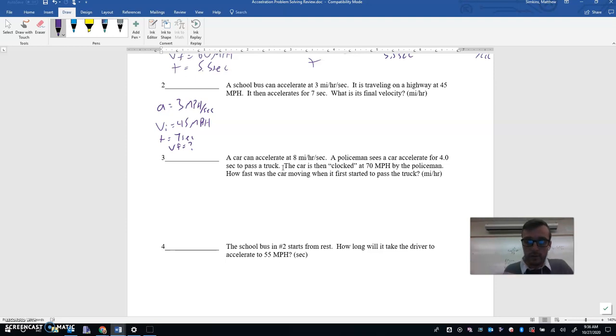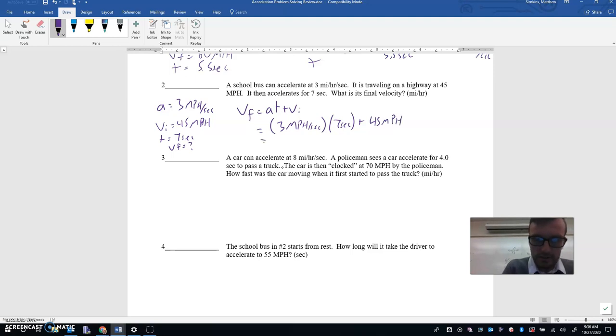Well, if you can find an equation that starts with the thing you're looking for, more power to you. All right? In fact, if we look under our Chapter 3 equations, there is one right here. And the equation says VF equals AT plus VI. So let's go ahead and see if we can solve for this. Our acceleration here is 3 miles per hour per second times our time, 7 seconds. And you'll notice when you multiply those together, the seconds cancel out, because it's miles per hour per second times seconds. And then the VI was 45 miles per hour.